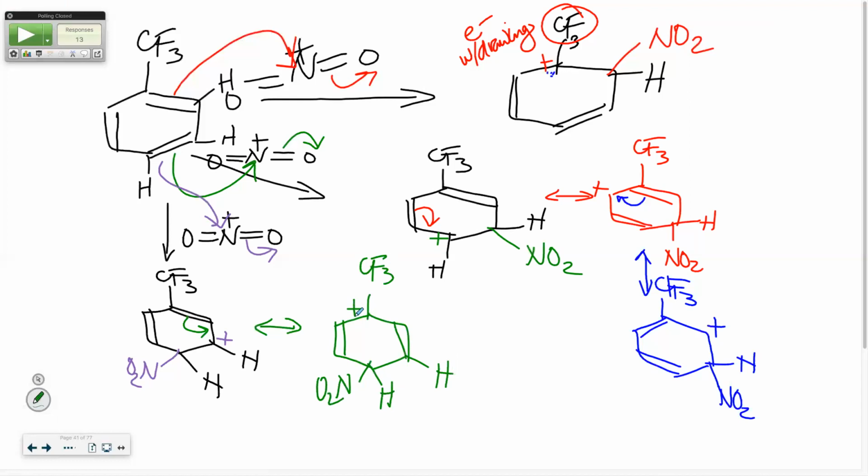Okay? CF3 is pulling electron density out of the ring. It is less reactive than benzene. Okay? But which ones are worse? Well, the ortho and the para are worse resonance forms than the meta ones. So the meta, it'll still react, but it'll go to the meta spot because that is the best of the worst. Okay, they're still not great. We're going to look at toluene in a second.